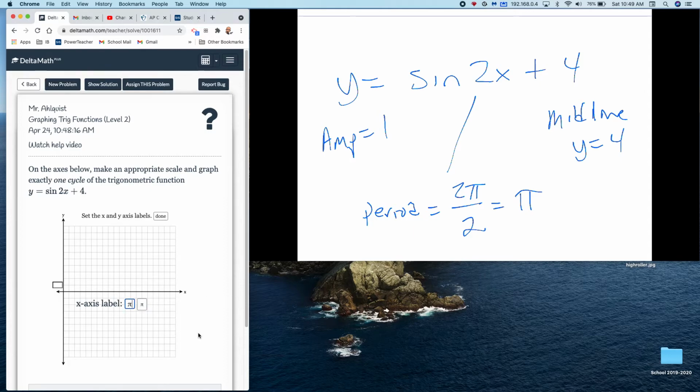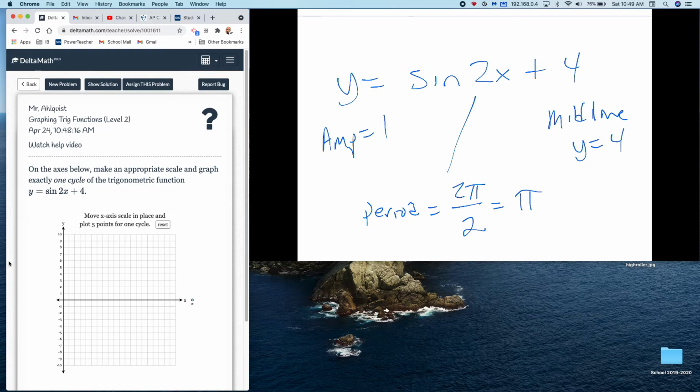So I'm going to label the x-axis as pi, so that way I can move that dot and make what I want it to work out to. I know my midline, I know I'm going to need to go up to 4, and then I only need to go up 1 higher. So I'm going to make my y-axis go by 1s, and I should be able to set that, and it kind of sets it for me.